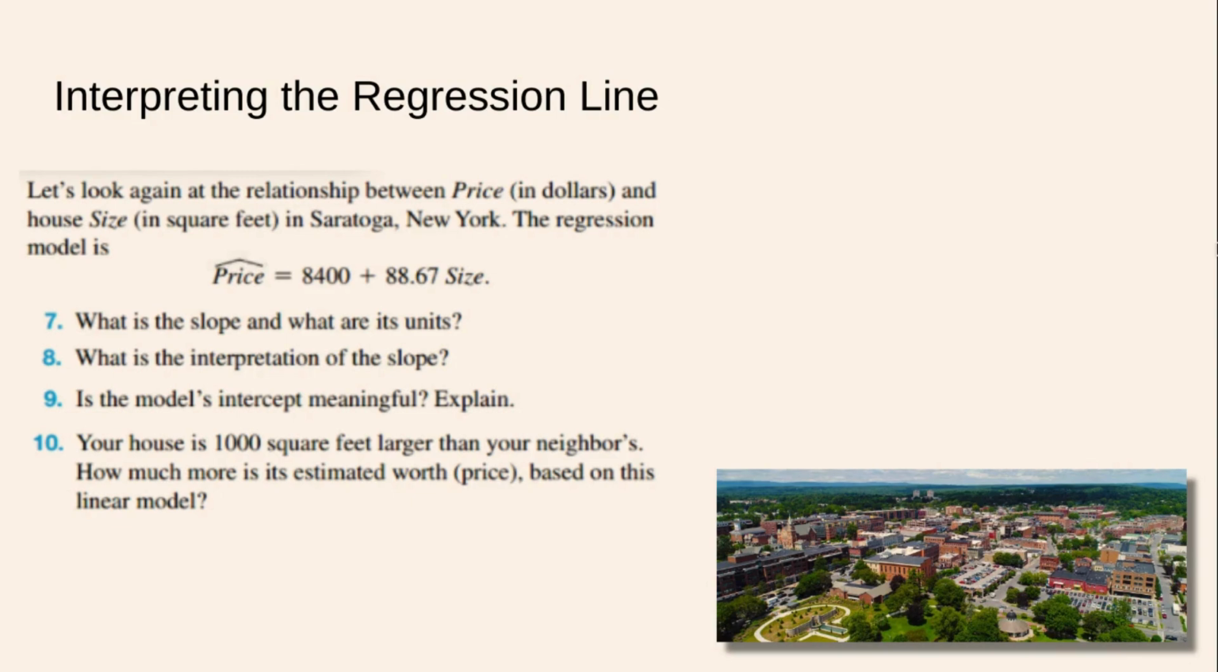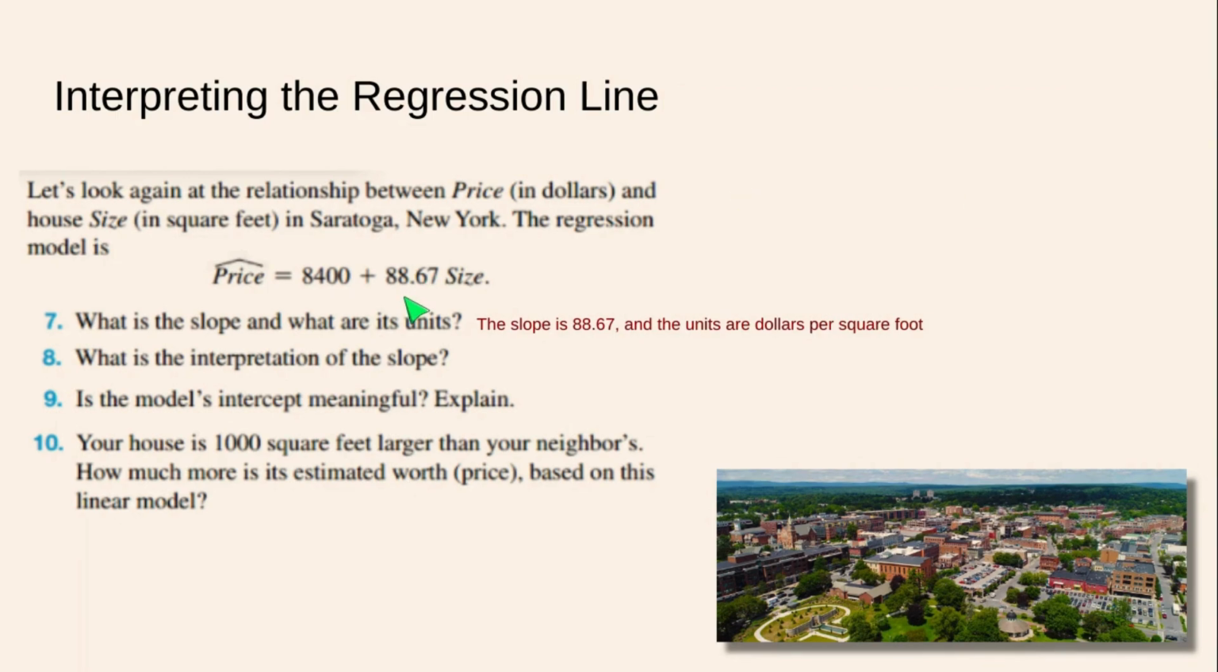So what is the slope and what are its units? Take a moment, think about it, and unpause the video when you're done. All right, I'll assume we're ready to go on. The slope is going to be 88.67, and its units are dollars per square foot.